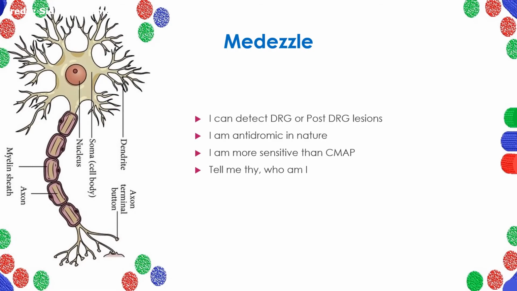So finally students, it's the MCQ time. I can detect DRG or post DRG lesions. I am antidromic in nature. I am more sensitive than CMAP. Tell me, who am I?